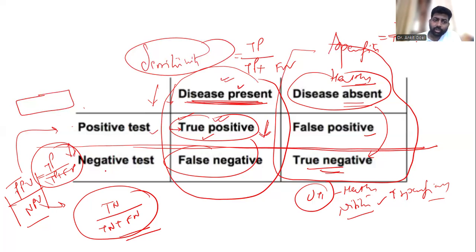What happens to the negative predictive value if the disease prevalence is decreasing? Try to understand, the number of disease patients is less, therefore the false negatives will also be less. The true negatives will be more since the healthy population is larger, so the chances of true negatives will increase. So the negative predictive value will increase.